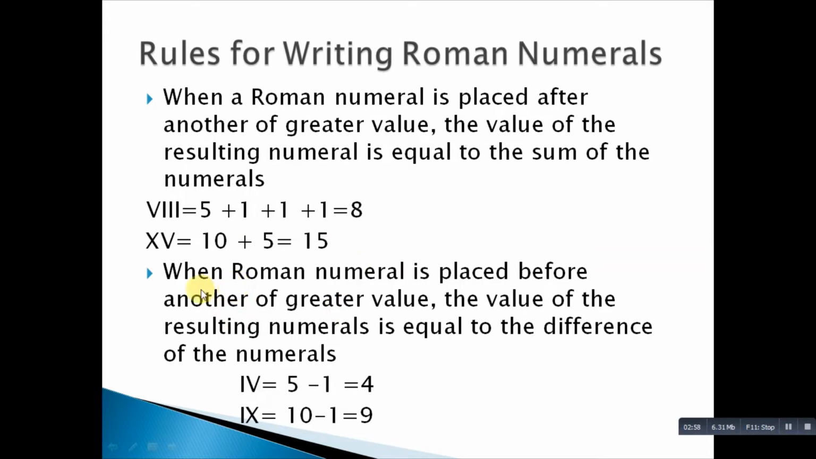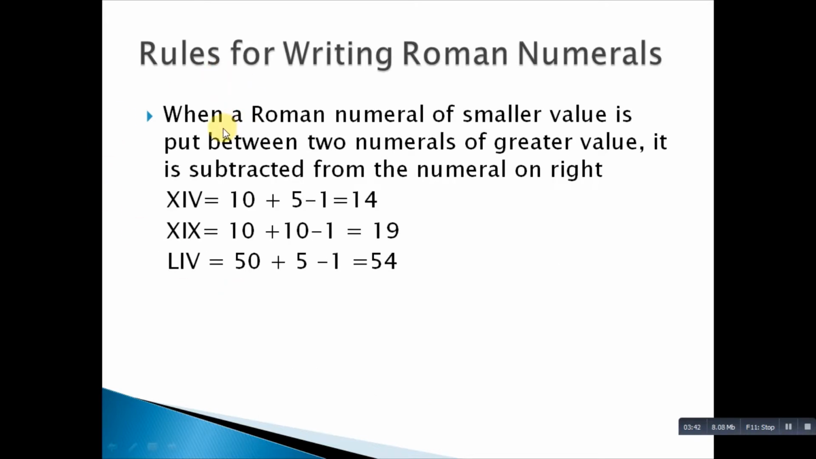Now another rule is that when a Roman numeral is placed before another of greater value, the value of the resulting numeral is equal to the difference of the numerals. Like if you write IV, I is smaller and I is coming before V, and therefore we have to consider this as 4, because in this case we go for 5 minus 1. And similarly, for 9 we used to write I and then X. So 10 minus 1, this is equal to 9. So this is how we used to write the Roman numerals.